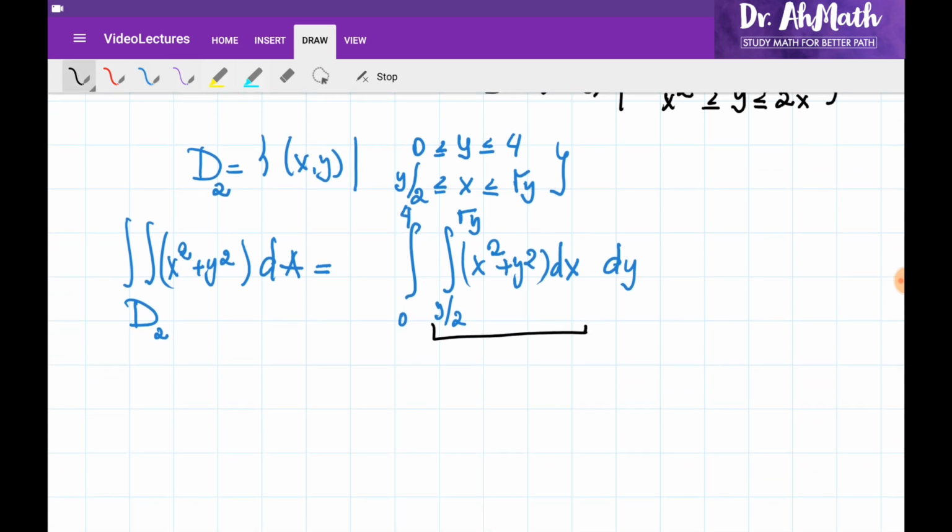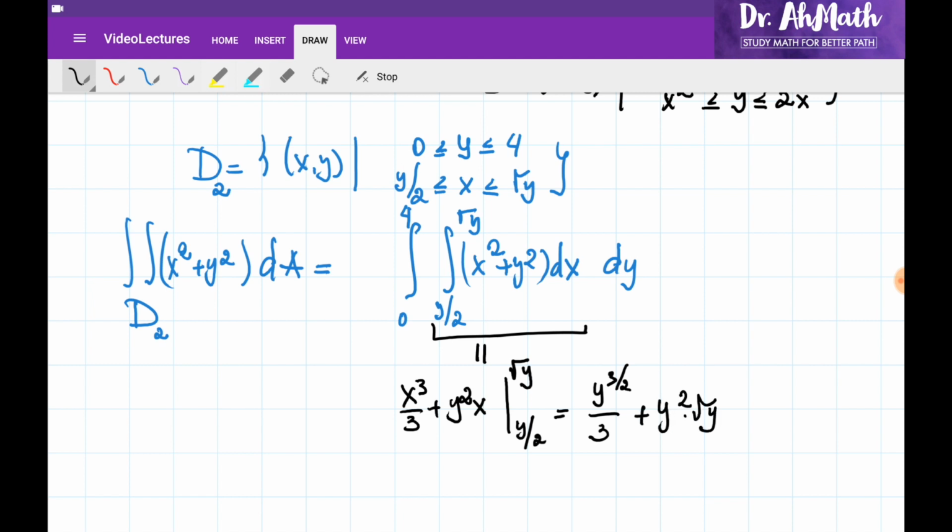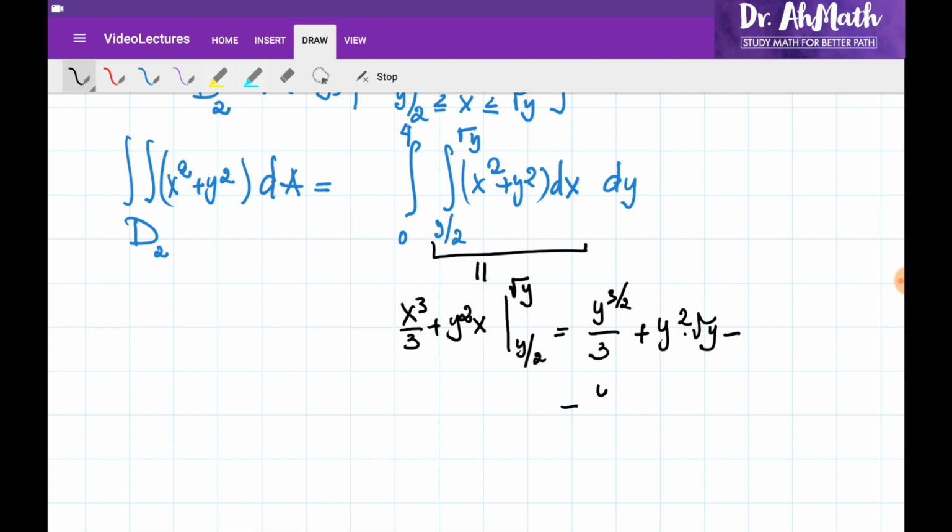When I integrate this function with respect to x, I need to look at y as a constant. It would be x cubed over 3 plus y squared multiplied by x. We need to put the values of y over 2 and square root of y. So let's substitute the square root of y here instead of x, right? Because once we finish, this function should depend only on y. It would be y to the 3 over 2 divided by 3 minus y cubed over 24, plus y squared multiplied by the square root of y, minus y cubed over 2.